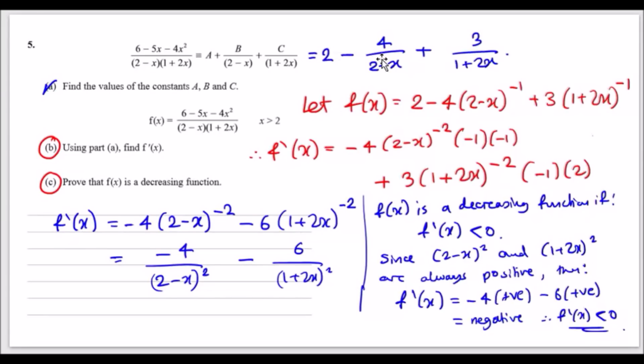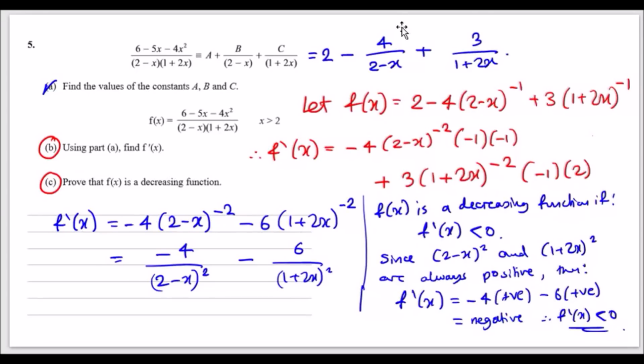Now, to differentiate this equation, firstly, rewrite this in the correct standard form. So it will be 2 minus 4 times 2 minus x to the negative 1. Same thing here, it will be 1 plus 2x to the negative 1. So we want to keep it all in that standard format.